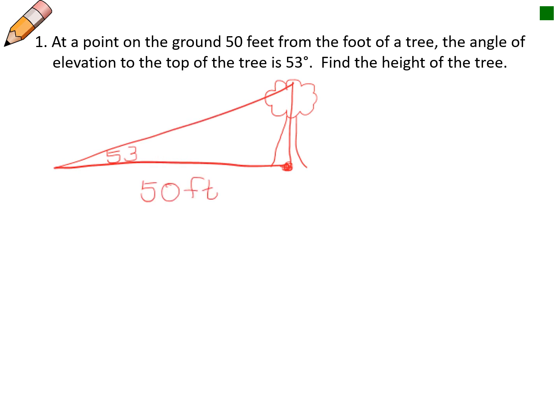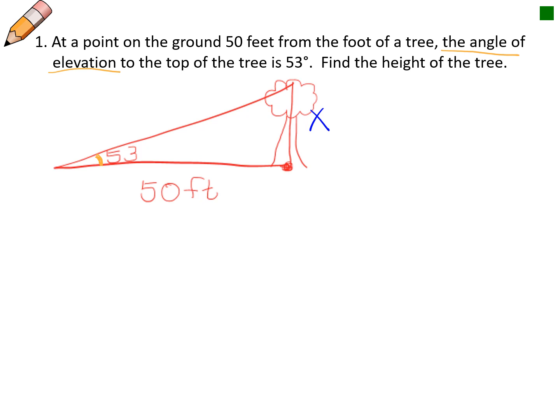And when we say angle of elevation, here I'll highlight it in a different color, the angle of elevation, that means that from the ground looking up, that angle, which is this angle right here, from the ground looking up to the top of the tree, that angle. So we want to find the height of the tree. So this would be x.